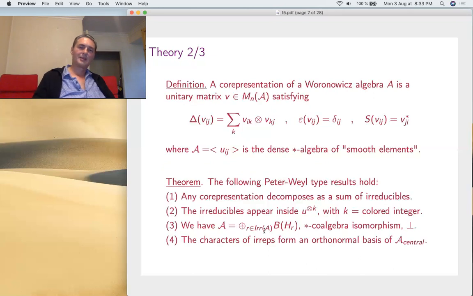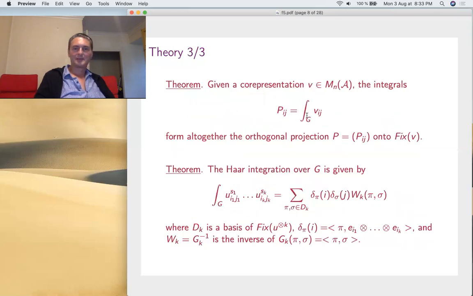Peter-Weyl tells you that you have orthogonality here and here too, but it doesn't really tell you exactly how to compute the integration. So as a consequence of Peter-Weyl, we have these integration results. First of all, for any co-representation, these integrals, if you want to compute them, you just put them together, they form a matrix, and that's exactly the projection onto the fixed points. That follows from what I said before.